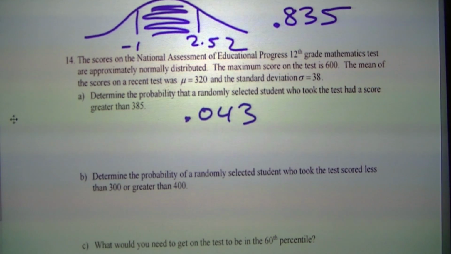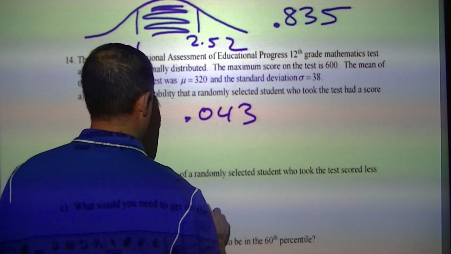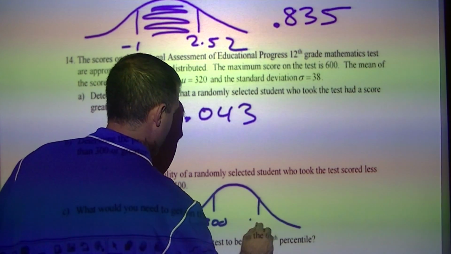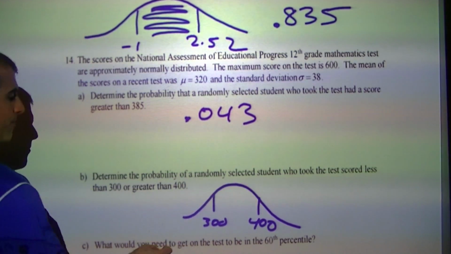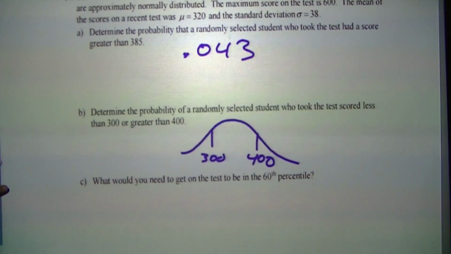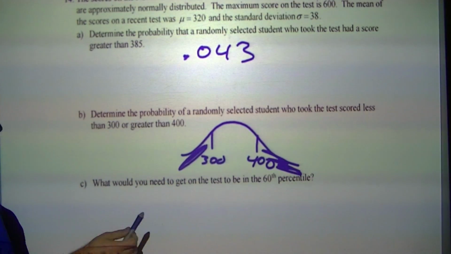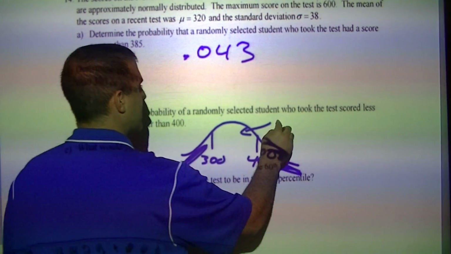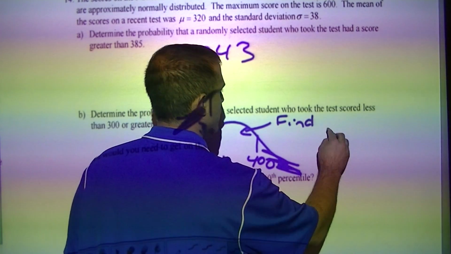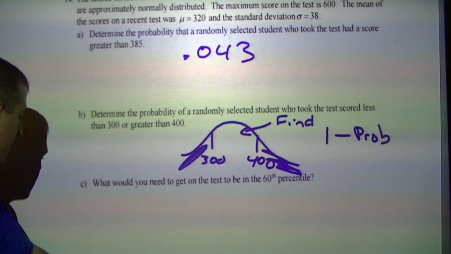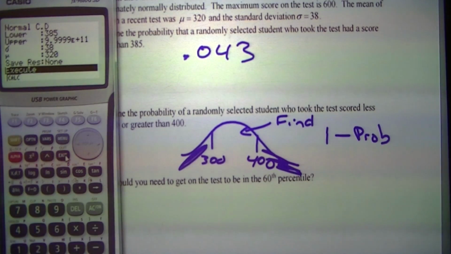All right. Then it says determine the probability of a randomly selected student who took a test and scored less than 300 or greater than 400. So once again, this is like sort of a dual one. Now, here's where you have to be careful. We want to select this part and this part. Now, what we do to make this easy, we're going to find this and do 1 minus that probability. Okay? So the idea, very simple, let's go back, I always have to do exit.